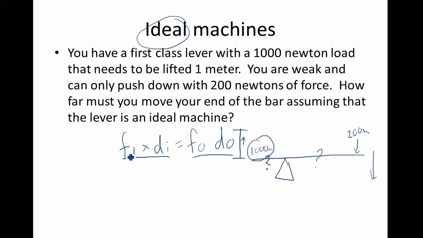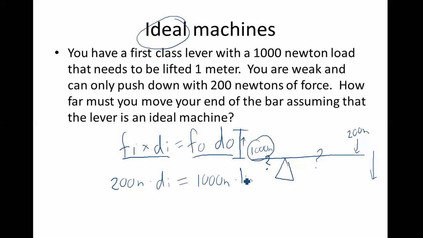Okay. Force input times distance input equals force output times distance output. You are the input. In this case, you are putting the force into the machine. So the max amount of force you can use is 200 newtons times, I'm just going to do d sub i, your distance input, equals your force coming out of the machine, which in this case is 1,000 newtons, times how far, the distance output, how far you want to move it. In this case, I'm going to say 1 meter.